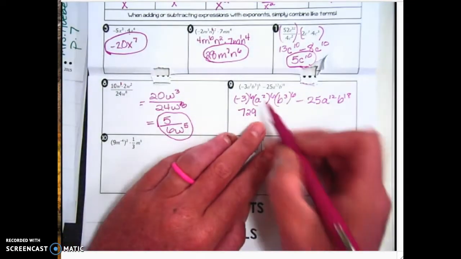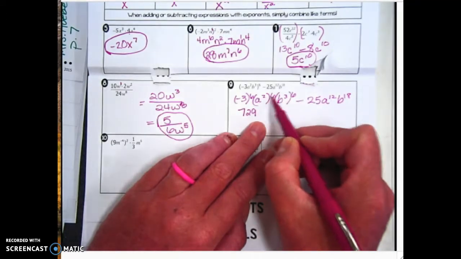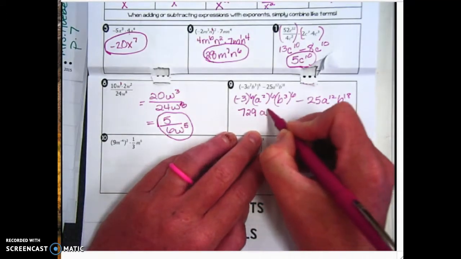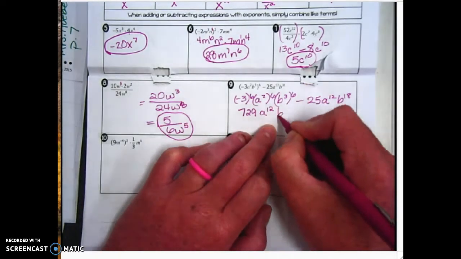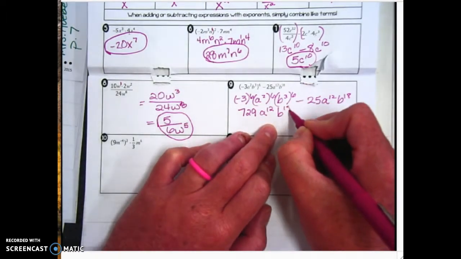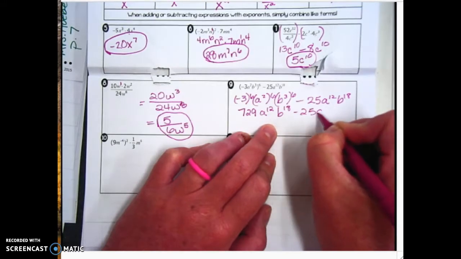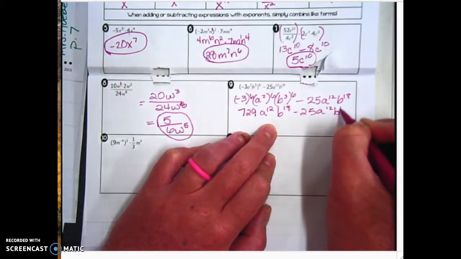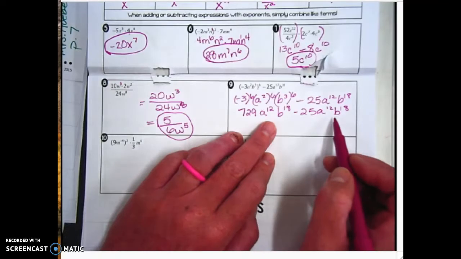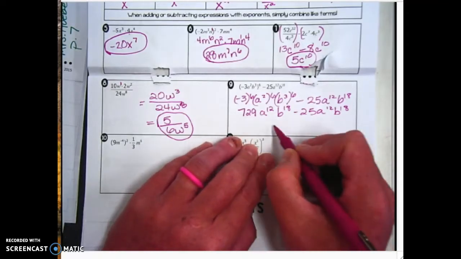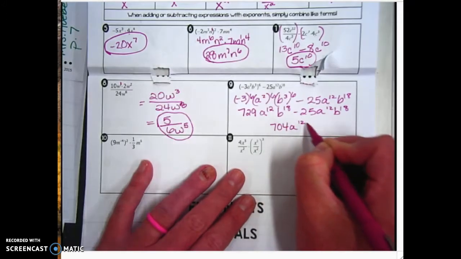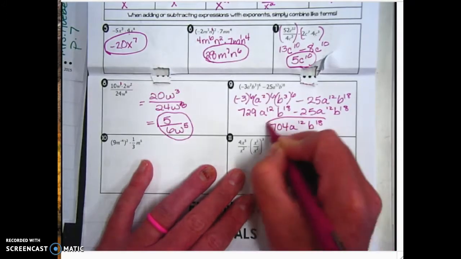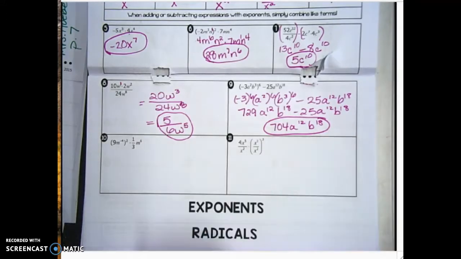All right, now let's simplify a to the 2nd to the 6th. So we multiply 2 times 6, and we get a to the 12th. Same thing with the b's. Multiply the 3 and the 6, we get 18. And again, we notice like terms. So we just subtract, and we get 704, a to the 12th, b to the 18th. Any questions on box number 9?